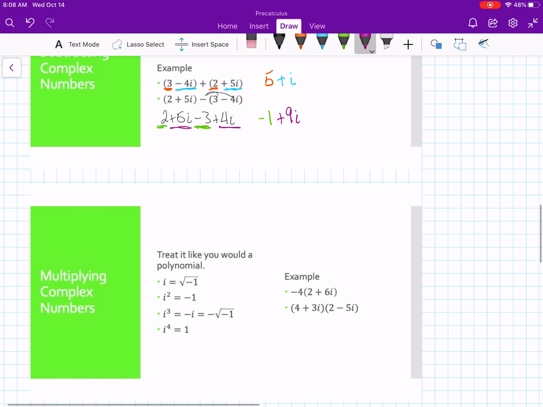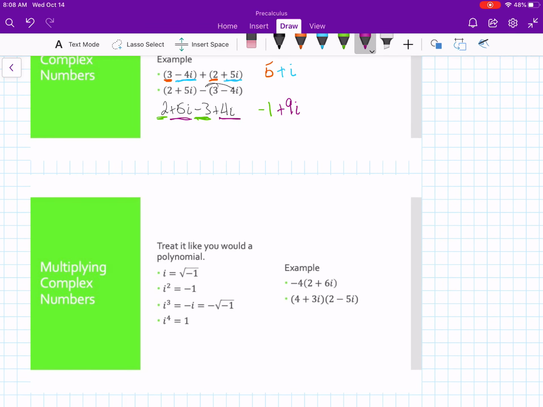Pretty simple. Multiplying complex numbers, treat it like you would treat a polynomial. So a lot of it's going to be the FOIL method, or the distributive property. Just for reference, i is the square root of -1. i squared is -1. i cubed is the same thing as -i, which is negative square root of -1. And i to the fourth is 1.